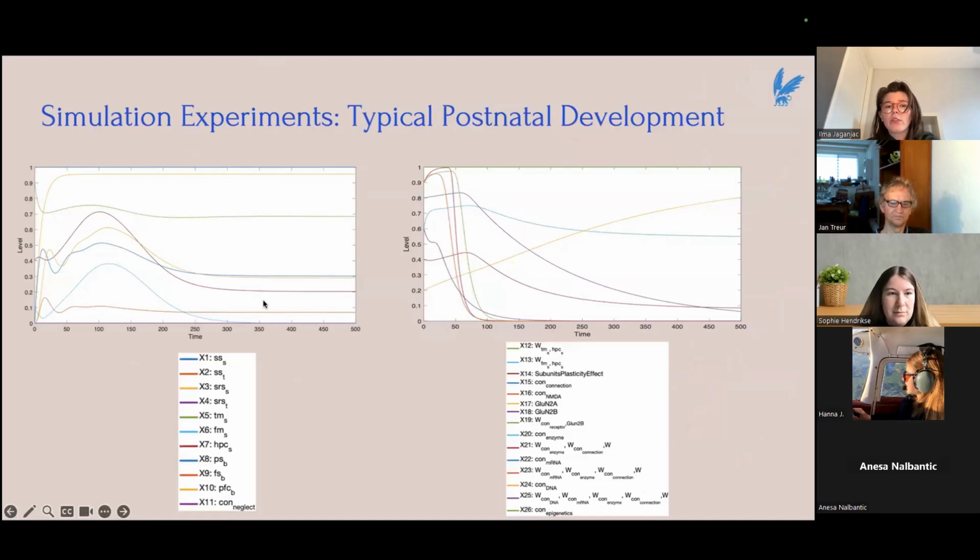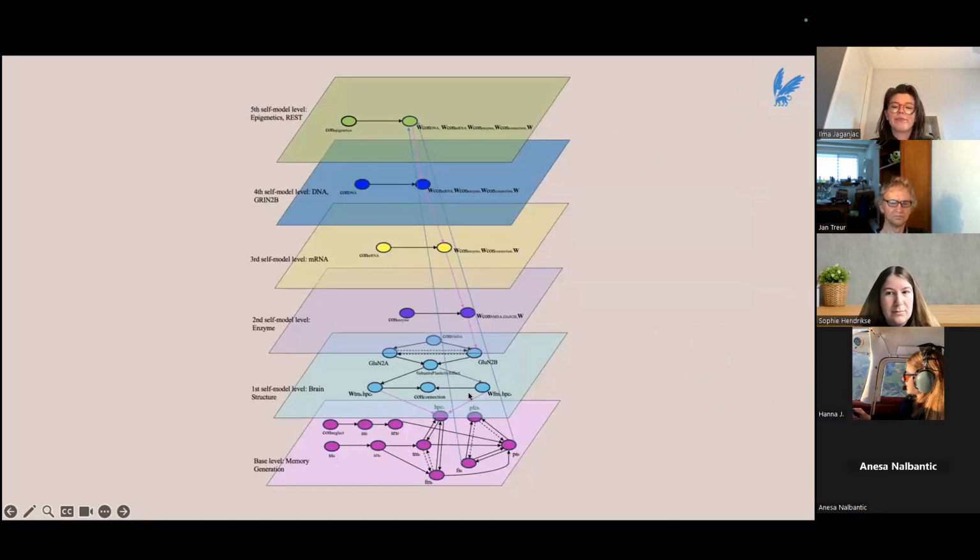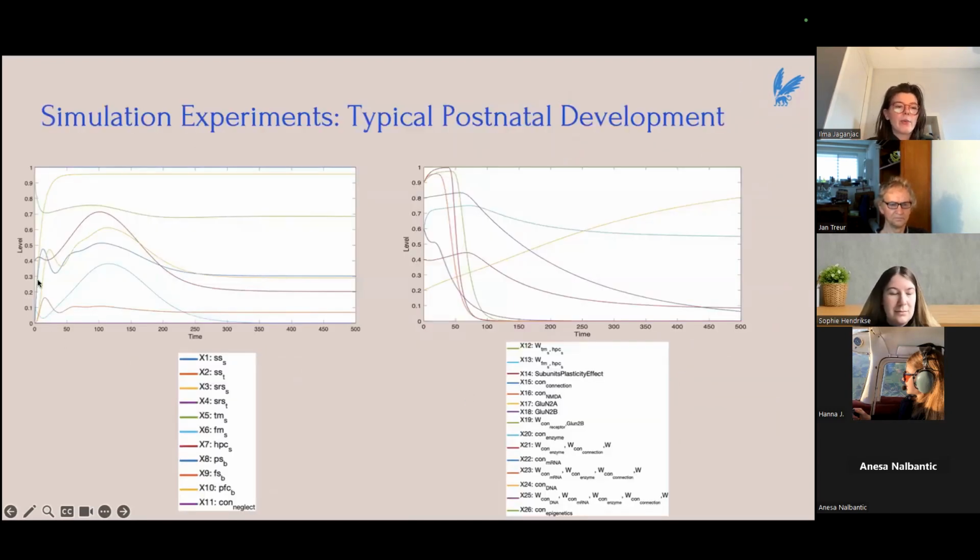And I'll focus right now more on the simulation experiments that I did. This is for the typical postnatal development, so a person who is not experiencing neglect and in turn doesn't develop schizophrenia. On the left, I have the base level layer, which is this pink layer over here. And on the right, I have all the adaptive layers. On the x-axis, we have the time, and I made it so that every hundredth on the x-axis is 5 years. So in total, this will be 25 years of a person's life.